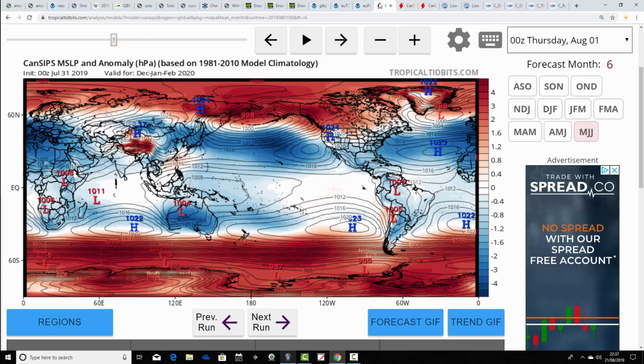This is CANSIPS. This is the mean sea level pressure anomaly for winter of 2019-2020 from CANSIPS. And this one looks quite interesting. Again, it has lower pressure to the south, some low pressure to the south.